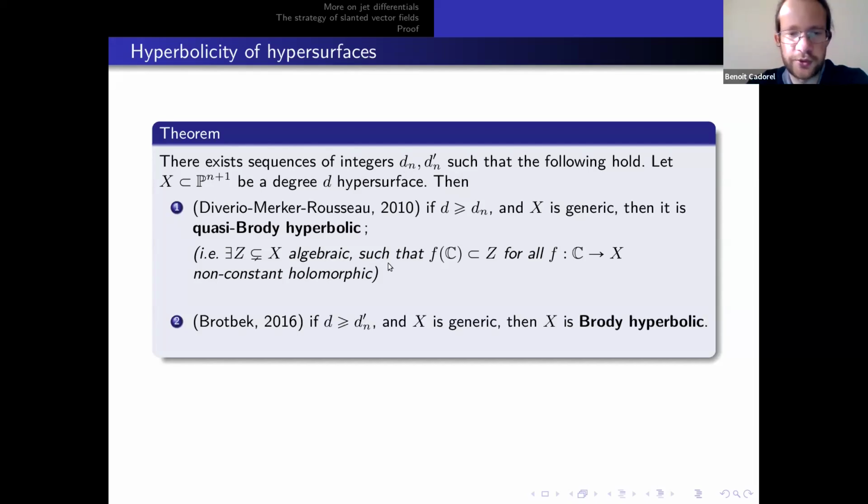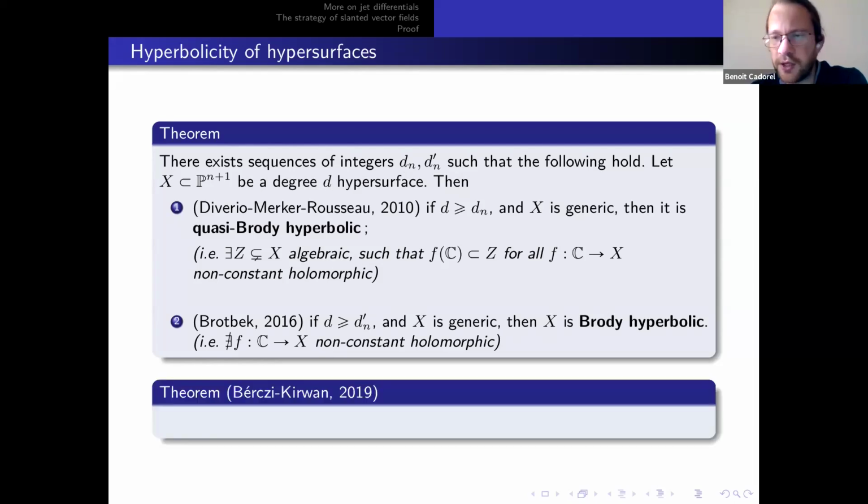And the result of Demailly-Väisälä tells you that if you take a higher degree, then X is Brody hyperbolic. So you don't have any non-constant holomorphic map. And Brotbek and Deng, what they did was to prove that you could take polynomial bounds for these two values of D, as opposed to the exponential bounds that we knew before their work.